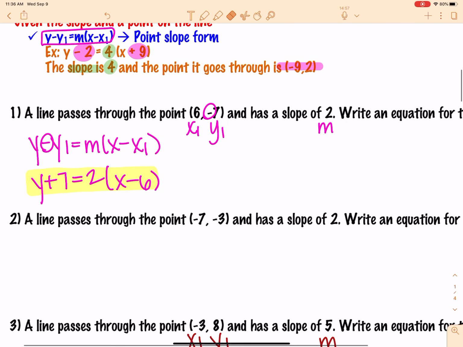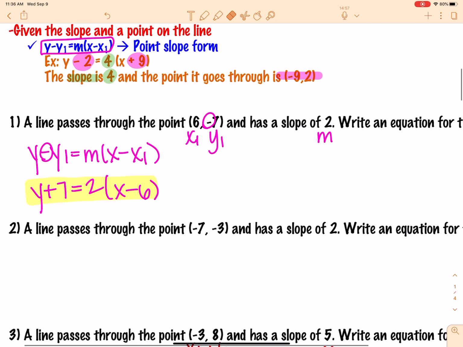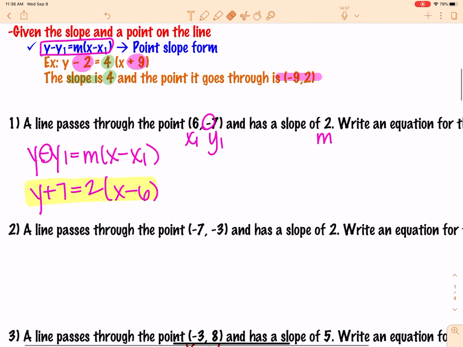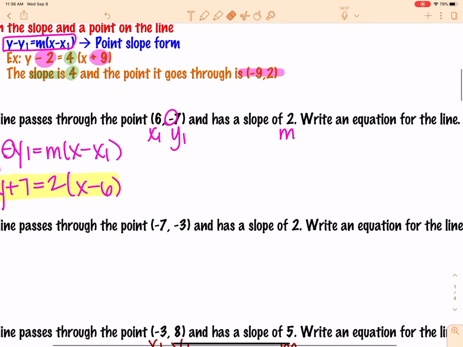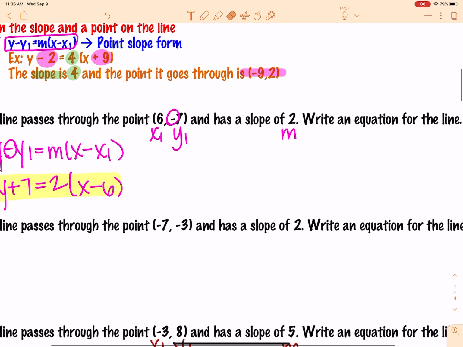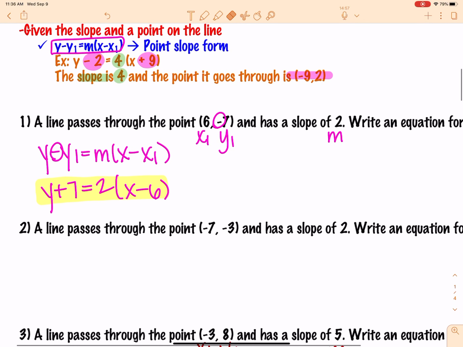All right, and then it says write a line that passes through -7, -3, and has a slope of 2. Write an equation for the line. So the reason we're able to use point slope form is because it just says write an equation. It doesn't say write an equation in a specific format. If it specified the format, then we'd have to switch things around. But when it just says write an equation, it doesn't say what specific type. That's why you want to go for the easiest one, which is this format.